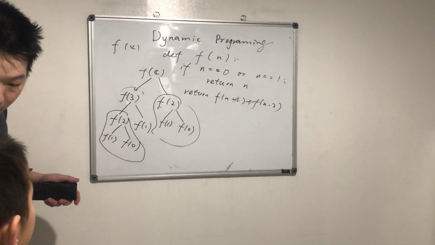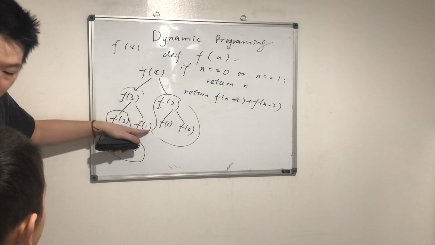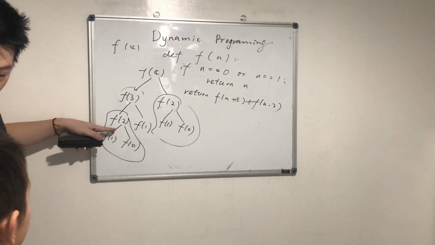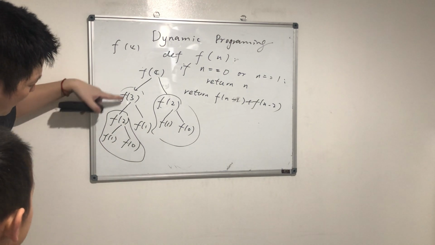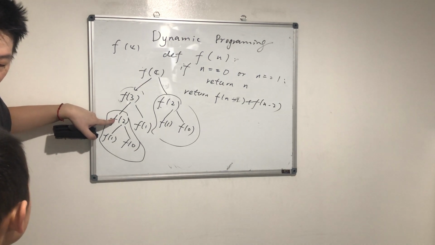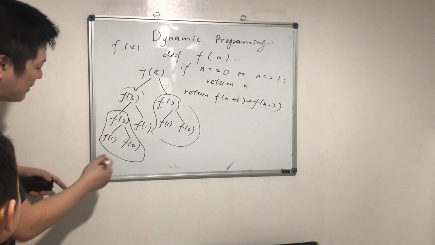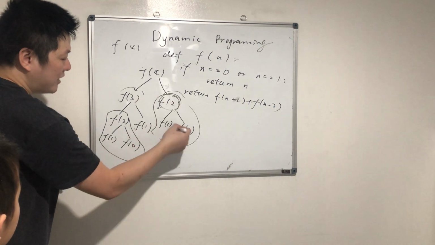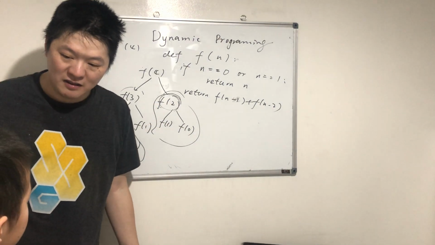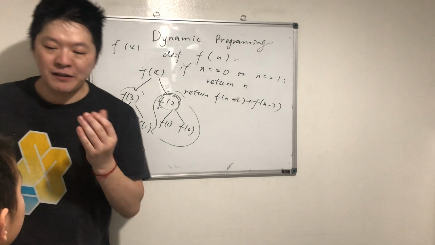Do you get it? Do you see the problem? Because I want to calculate F3 and then I need to calculate F2. But somehow F2 is being calculated here, and no matter how complex F2 is, I need to do it again. So it's like I give you 5 apples.